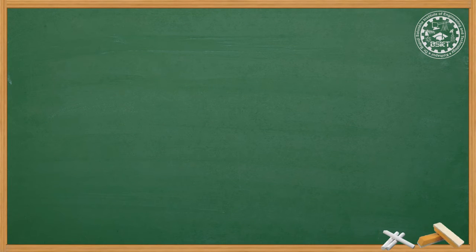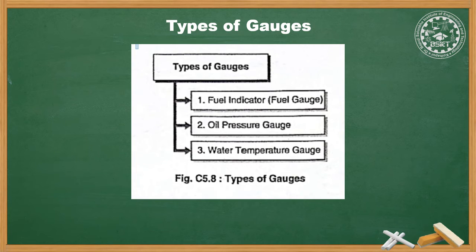Next point is types of gauges. Basically, an automobile consists of a number of gauges. The function of gauges is to indicate the amount or quantity of material present in an automobile. There are 3 types of gauges. First is a fuel indicator or fuel gauge. The fuel gauge indicates the amount of fuel remaining in the fuel tank. There are 2 types of fuel gauges. The first one is bimetallic resistance type and the second one is cross coil type. The cross coil type of fuel gauge is nowadays used in recent automobiles.